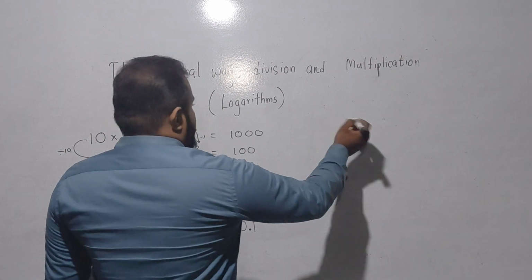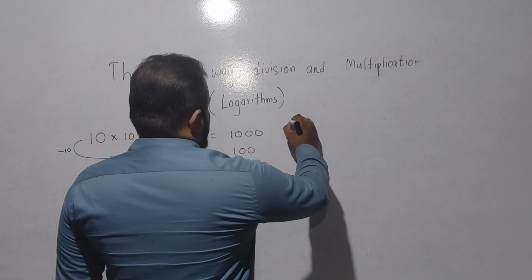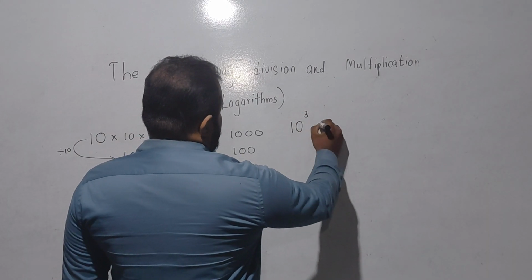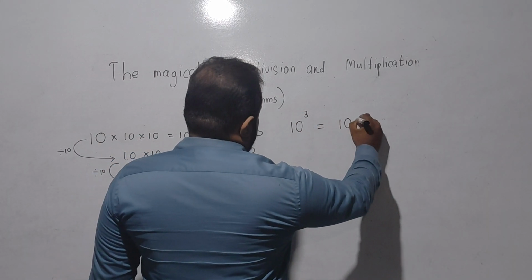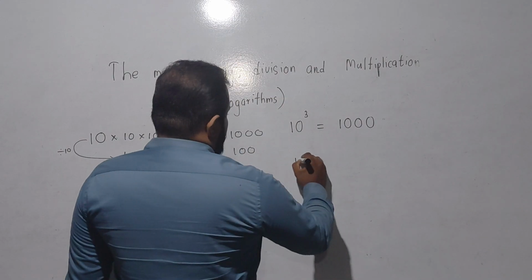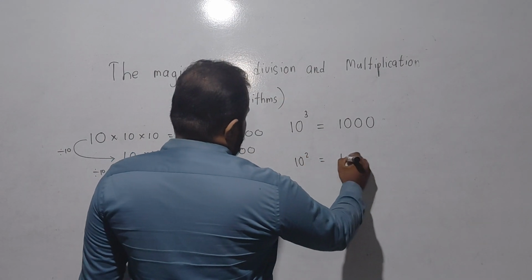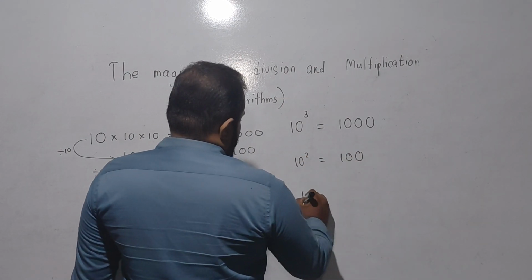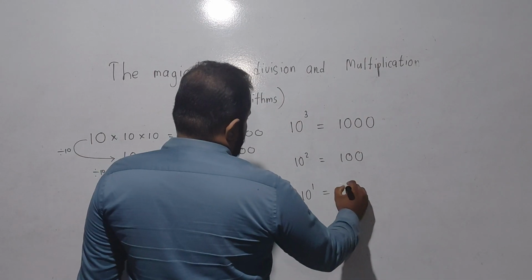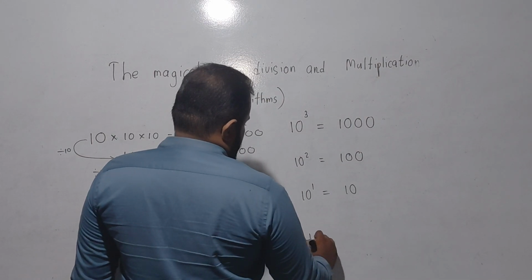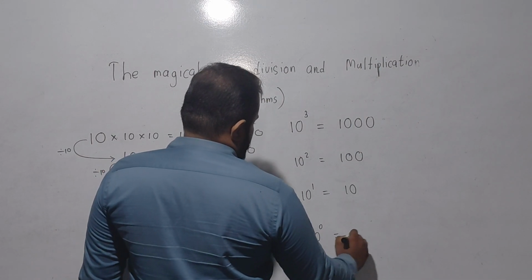So what are the powers of 10? If we write again, 10 to the power 3 is 1000. 10 to the power 2 is 100. 10 to the power 1 is 10. 10 to the power 0 is 1.